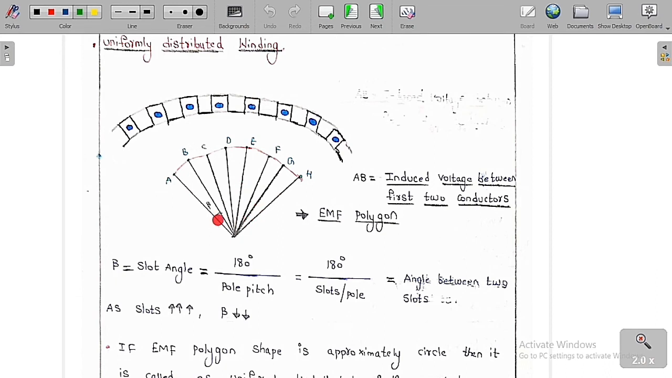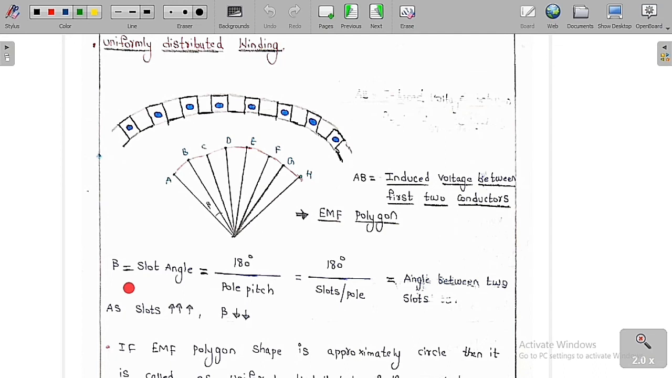And beta is the slot angle. Let me assume that in each and every conductor, the EMF induced is of the same magnitude. Then AB is the induced voltage between the first two conductors. So AB is the resultant EMF induced between the first two conductors, or we can say conductor A and conductor B. This is called the EMF polygon.